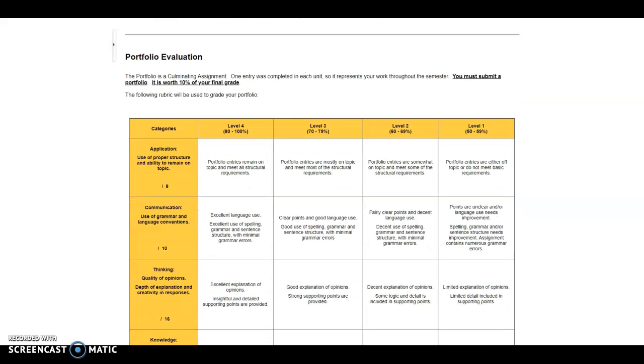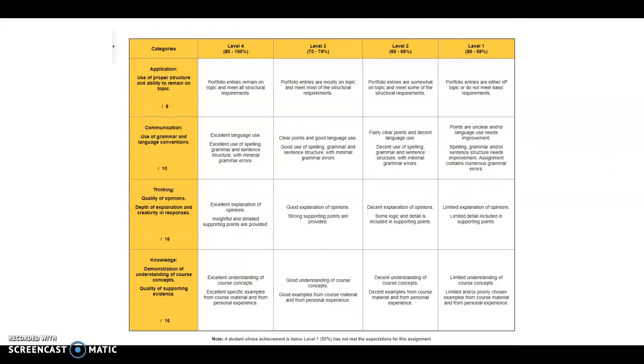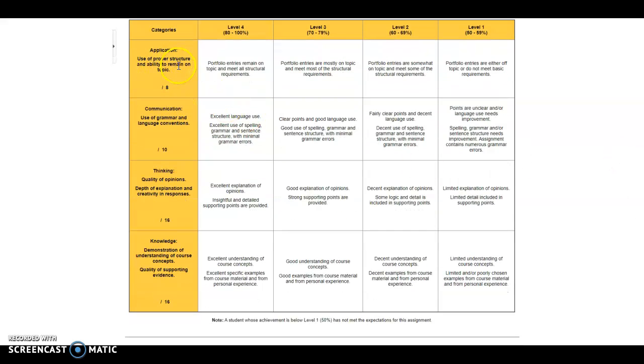If we take a look at the evaluation, it says the portfolio is a culminating assignment. 1 entry was completed in each unit, so it represents your work from throughout the semester. So you must submit a portfolio. It's an essential assignment, and it's worth 10% of your grade, as we previously mentioned. This is the rubric that I will use to grade your portfolio. I'll be looking at your ability to write proper structure, to meet the topic requirements, and to stay on topic.